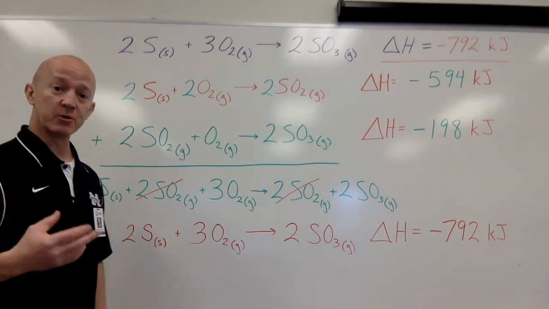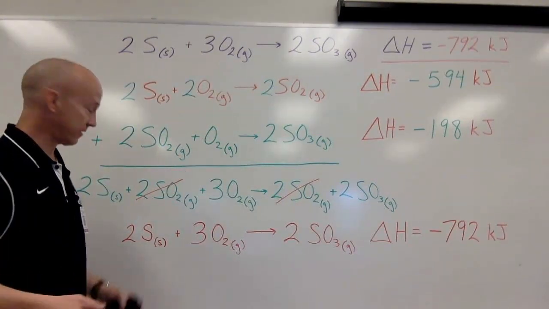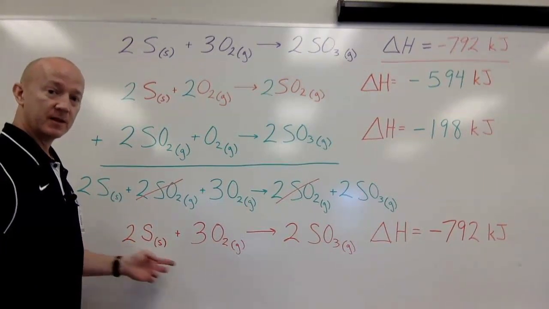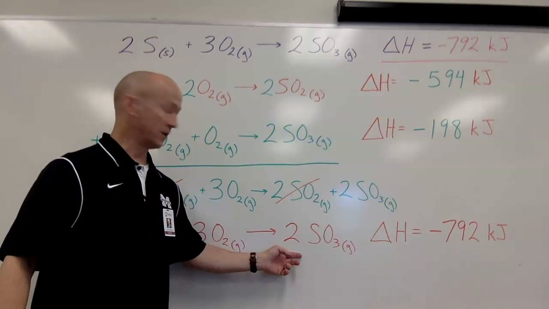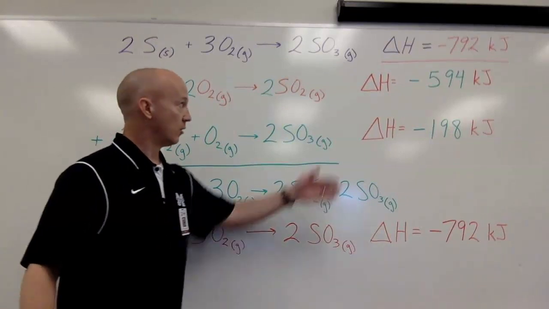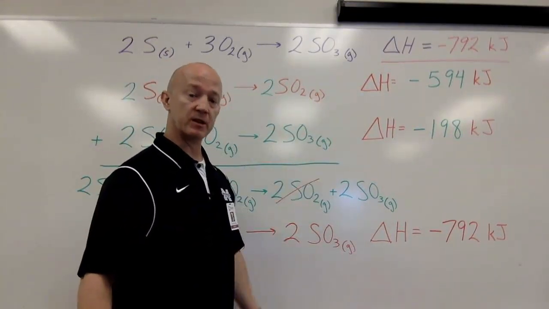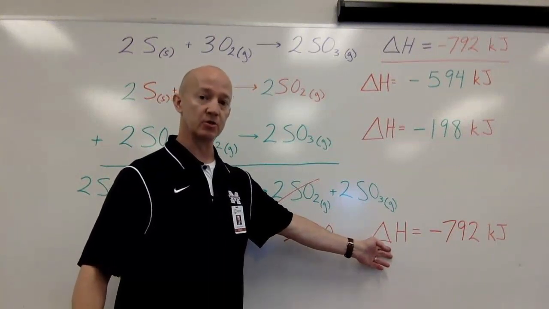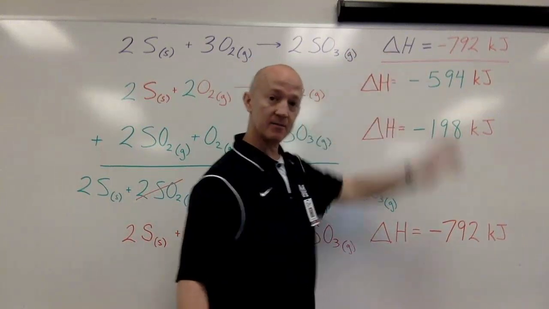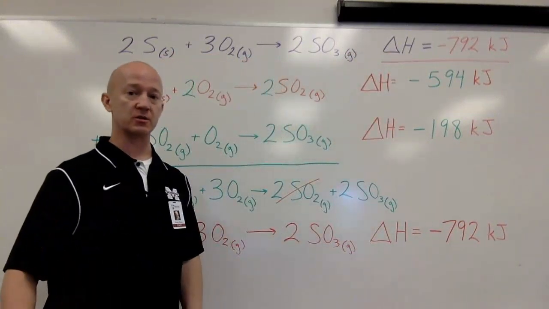So when we cancel those things out, we're left with 2 moles of sulfur and 3 moles of oxygen that yields 2 moles of sulfur trioxide. We add our enthalpies together and we get a total of negative 792 kilojoules. So that is our enthalpy change for our reaction.